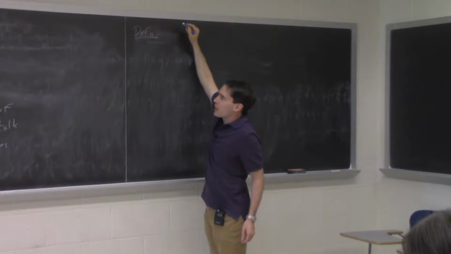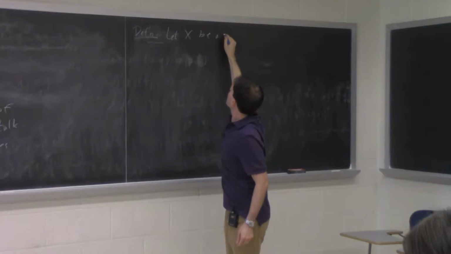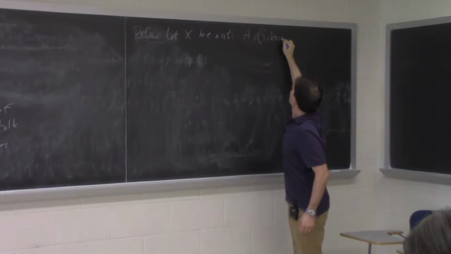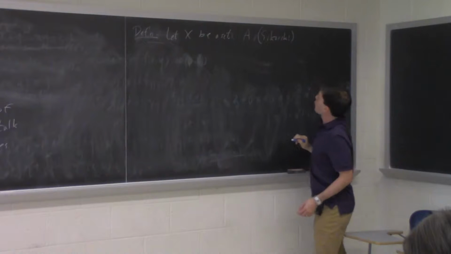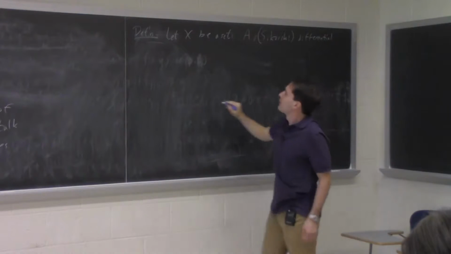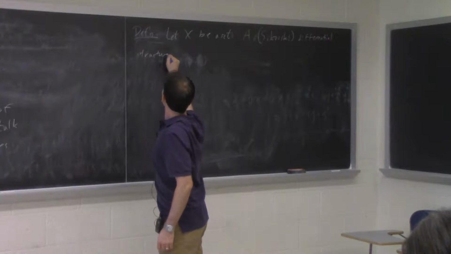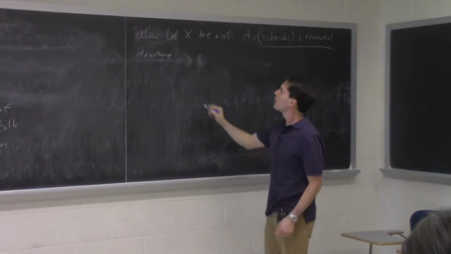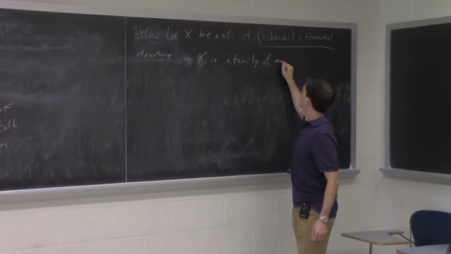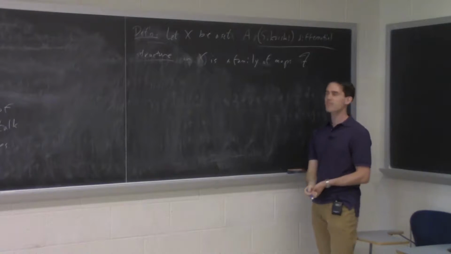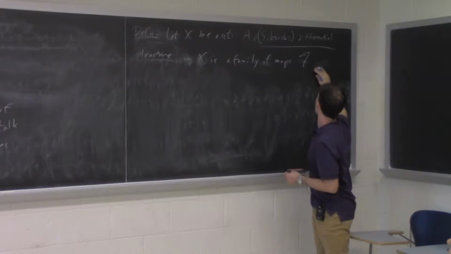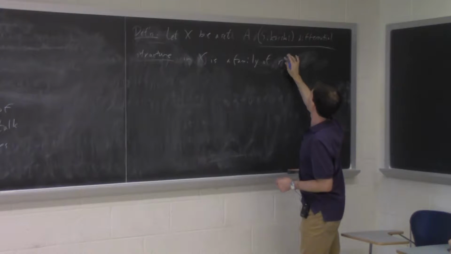So I start with a set X. Let X be a set. Some authors like to append the word Sikorski here, but I just call it a differential structure. A differential structure on X is a family of maps. We'll just call it fancy F. And I should tell you what type of maps. In fact, they're real valued functions. So, a family of real valued functions.